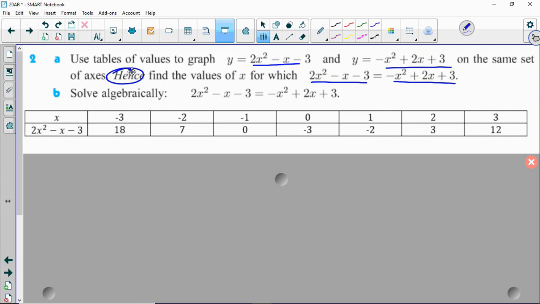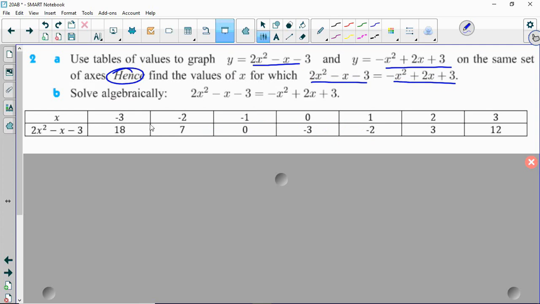Hopefully this will be relevant, okay? When I look at this table, by the way, I don't see a turning point, do I? I can kind of identify where it has to be. It must be somewhere in between 0 and 1 because 18 goes down to 7, 7 goes down to 0, 0 goes down to -3, but then -3 is going up to get to -2. So the turning point must be somewhere in between the x values of 0 and 1, but I don't actually know exactly where it is.